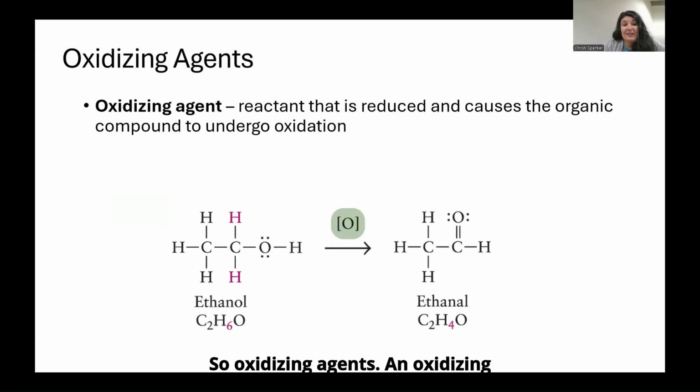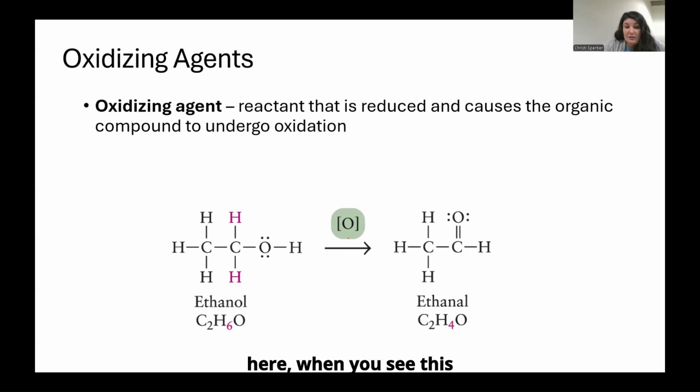So oxidizing agents. An oxidizing agent is a reactant that is reduced and causes the organic compound to undergo oxidation. So a substance that is reduced in a reaction is called the oxidizing agent because it helps the other reactant become oxidized because of that transfer of electrons.